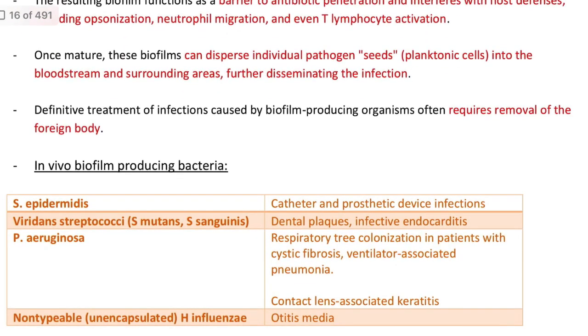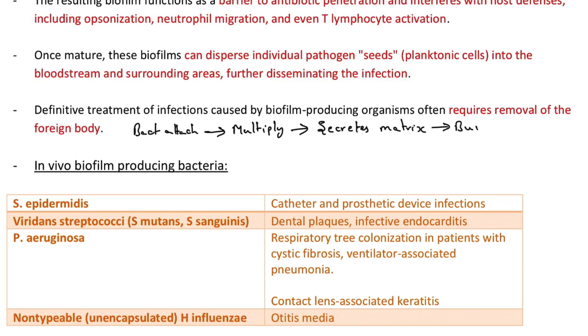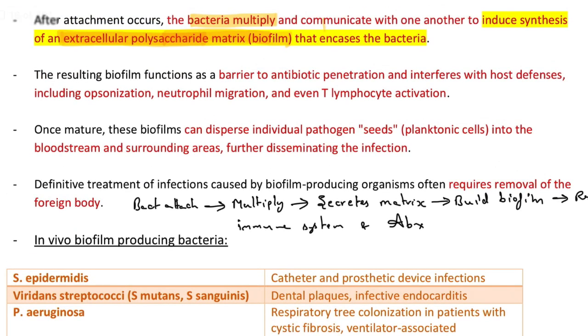So we will discuss another time. First one, the bacteria will attach to the host cell, then after it will multiply, then after it secretes matrix, then after it builds biofilm, then after we can see it resists the immune system and antibiotics.